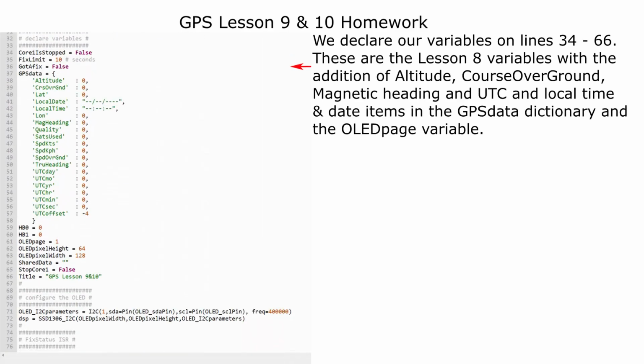We declare our variables on lines 34 to 66. These are the Lesson 8 variables with the addition of altitude, course over ground, magnetic heading, UTC and local time and date items in the GPS dictionary, and the OLED page variable. OLED configuration is identical to Lesson 8.